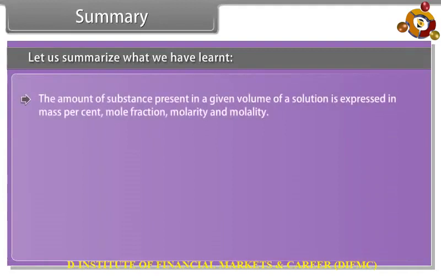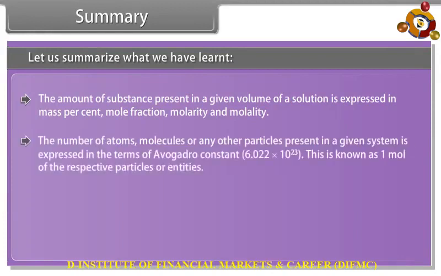The amount of substance present in a given volume of a solution is expressed in mass percent, mole fraction, molarity, and molality. The number of atoms, molecules, or any other particles present in a given system is expressed in terms of Avogadro constant, 6.022 into 10^23. This is known as 1 mole of the respective particles or entities.